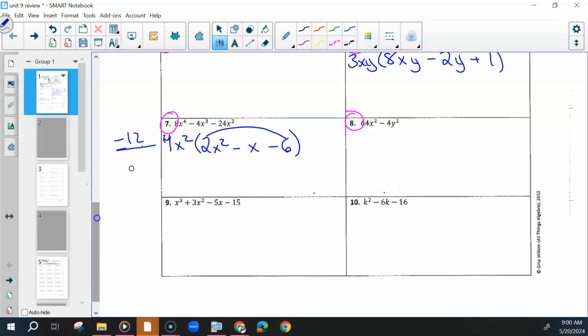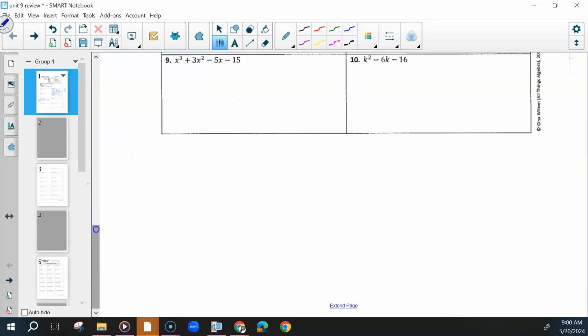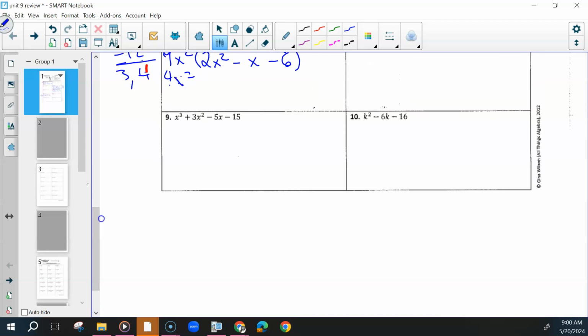What are some factors of 12? What would give you 12? 3 and 4. And that would actually be the two numbers that work. Because I could do -4 and +3. So keep bringing down that GCF. And split the middle into 2 terms.